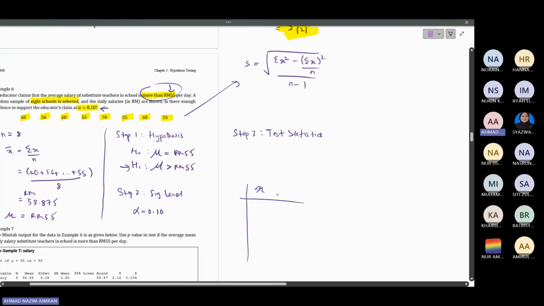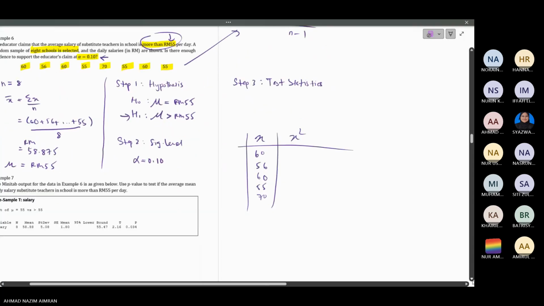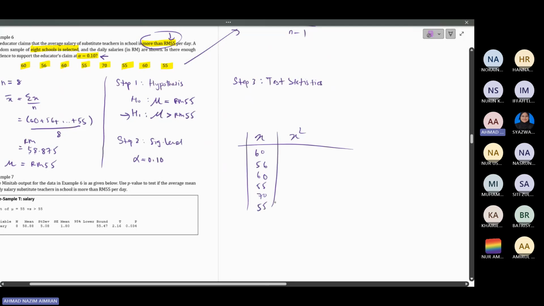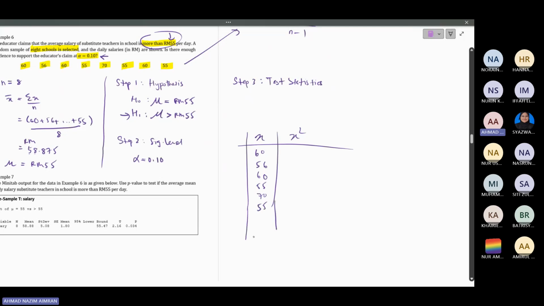So this is our x and x bar. Our x is 60, 56, 60, 55, 70, 55, 60 and 55. Sum up all of this, you will get summation of x. What is the summation of x?